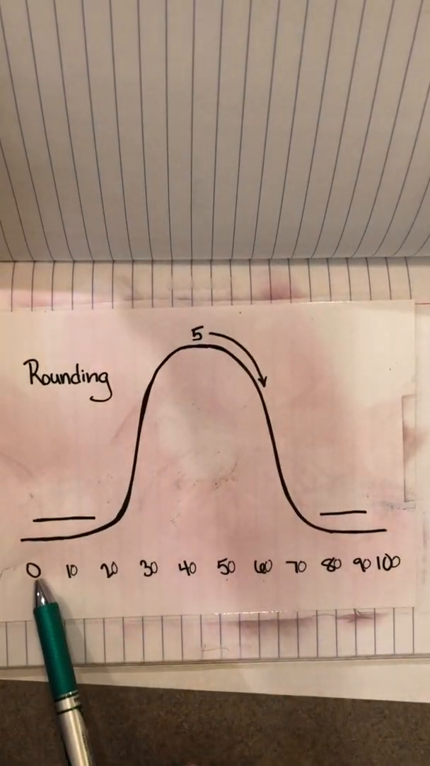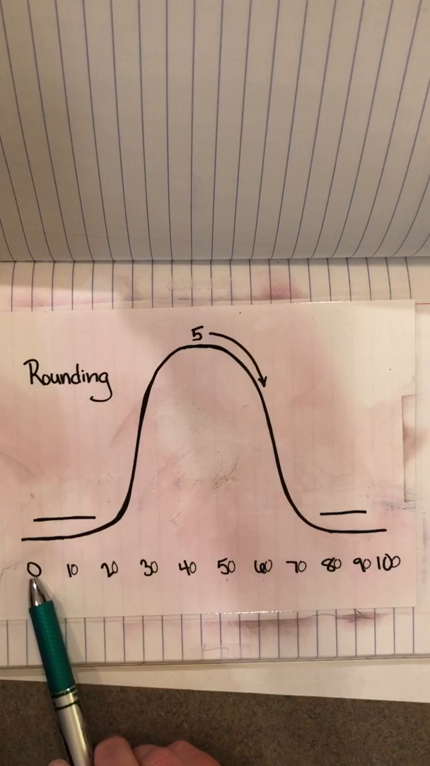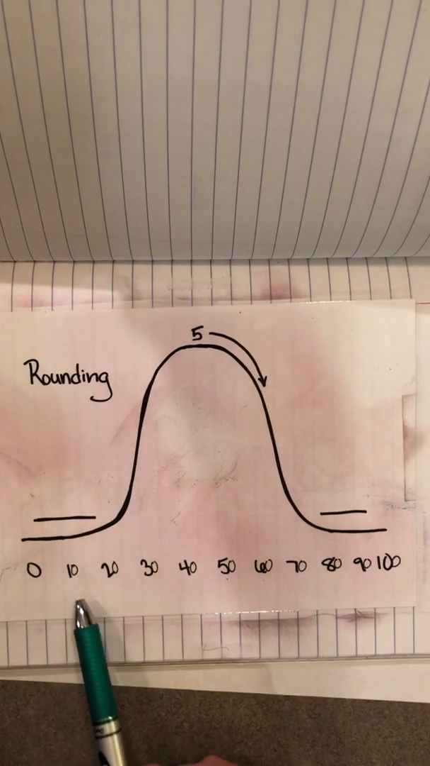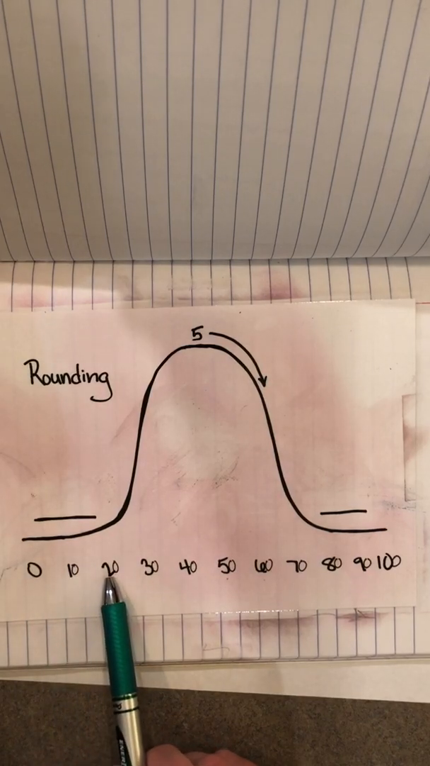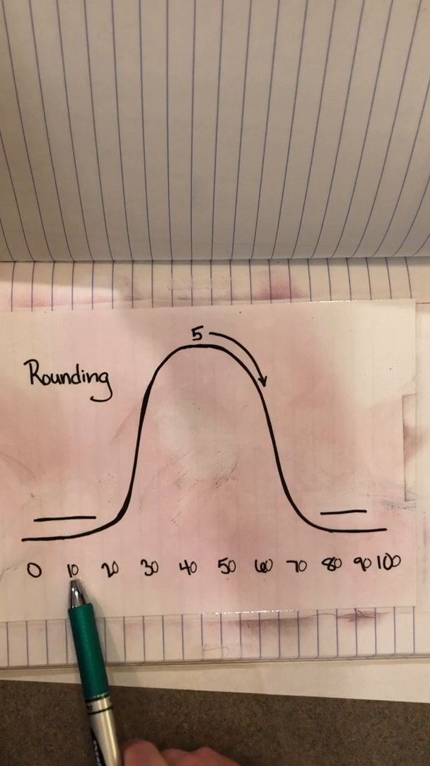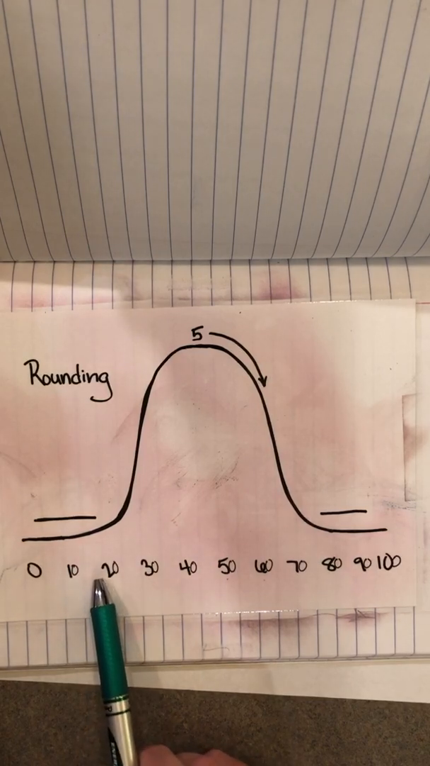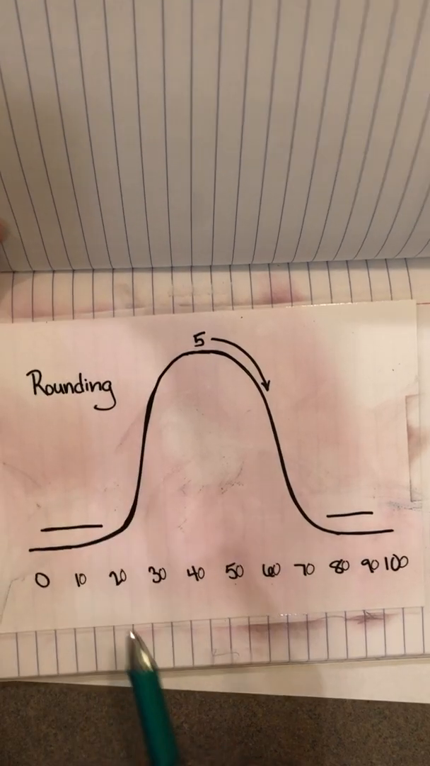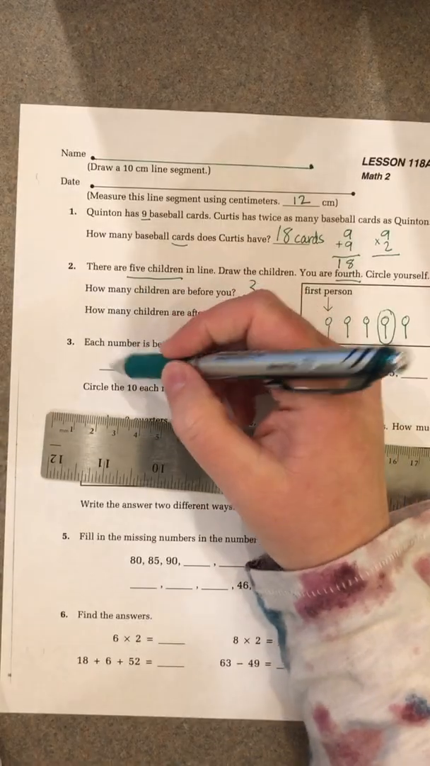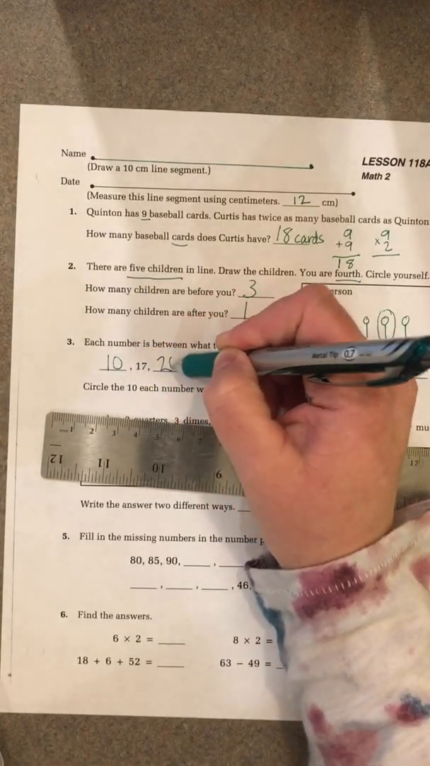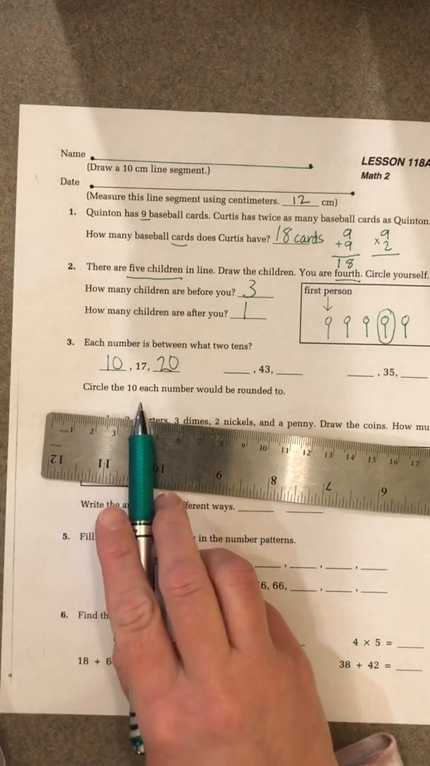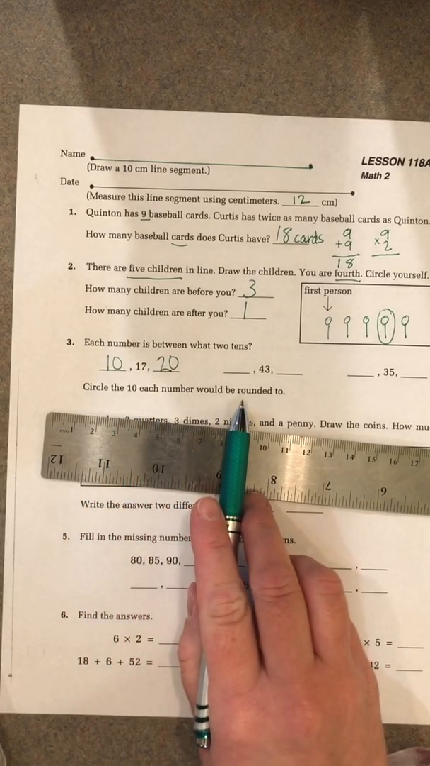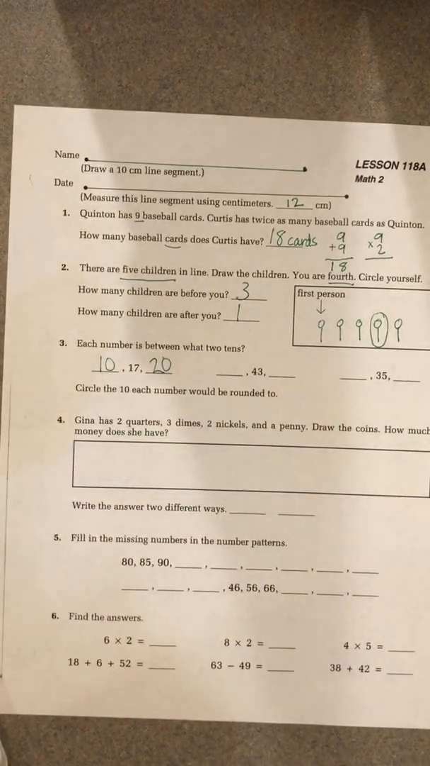So let's take a look back again. When we're counting and we get to 17, it's not between 0 and 10, it is between 10 and 20, right? When I'm counting to 17, we get to 17 right before 20. So 17 is between 10 and 20. That's the first thing. 10, 20. Now we have to circle the 10 that each number would be rounded to.